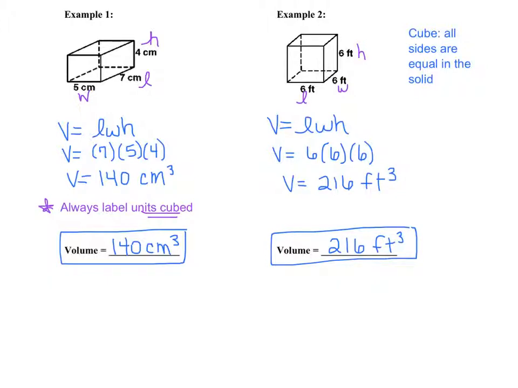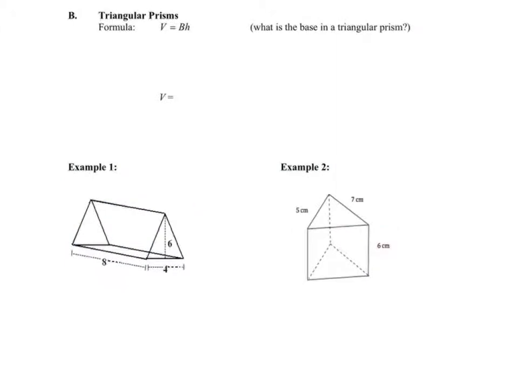So now let's discuss how to find the volume of a triangular prism. For the formula of a triangular prism to find the volume, again, it's volume equals B times h. And again, your B stands for the area of your base.